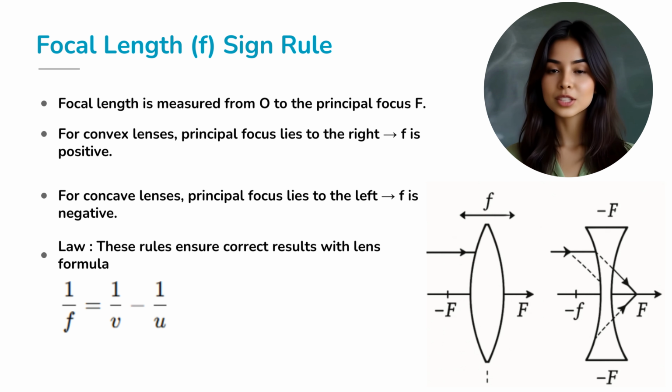And now, the magic formula that ties everything together, 1 by f equals 1 by v minus 1 by u. This lens formula works perfectly only when we follow the sign conventions properly. So remember, convex lens focus on the right, f positive. Concave lens focus on the left, f negative. These simple rules keep all your calculations neat, tidy, and free from silly mistakes, just like traffic lights keep cars from crashing into each other.